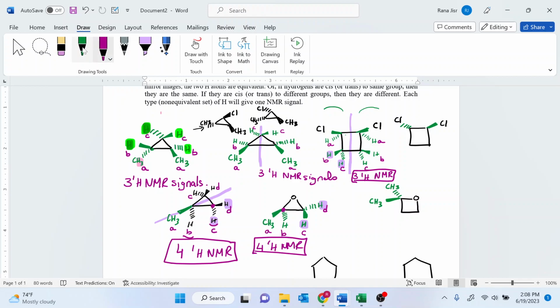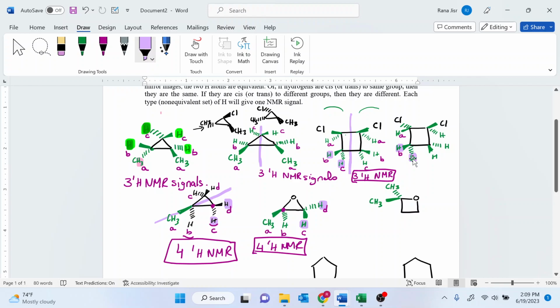For the trans, we're going to do exactly the same. So write down all the hydrogens. And then look at the connectivity. So I have hydrogen A. I do have hydrogen B over there. So definitely A is different than B.